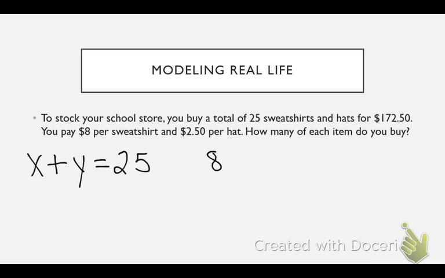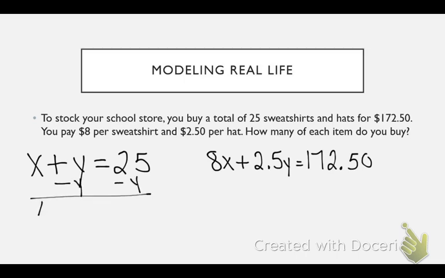Can anybody remember what my second equation was supposed to be, Mason? 8x plus 2.50y equals 172.50. Okay, so I'm going to start working through this just so we can get it on the recording. We did work this one yesterday. We want to solve by substitution. X equals 25 minus y.